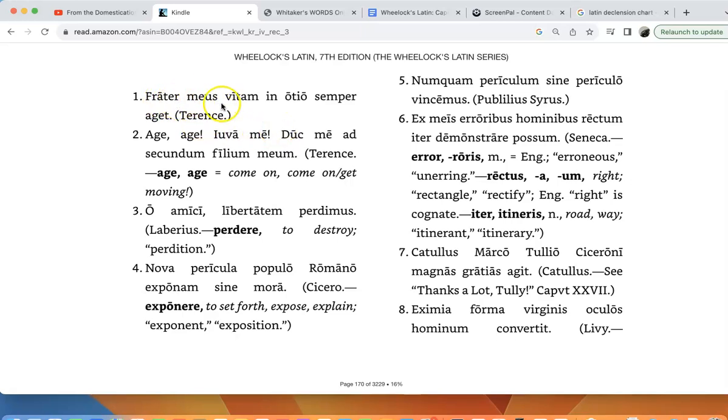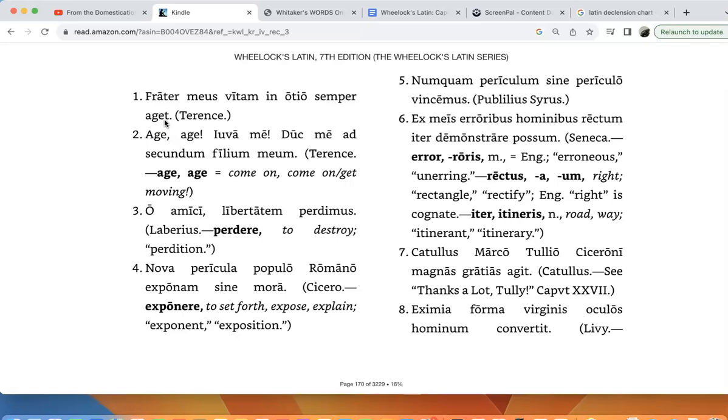So, unos frata meos vitam in otio semper aget. Terence, who is a major, all these are major Latin writers. So he is a comedian. So once again, we have to take perhaps this sentence with a grain of salt. It's probably doing just the opposite if we were to look in the context. So here we have frater. Of course, we think of fraternity, and sure enough, so my brother.